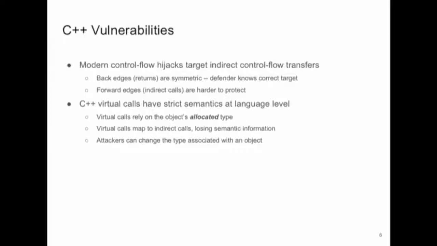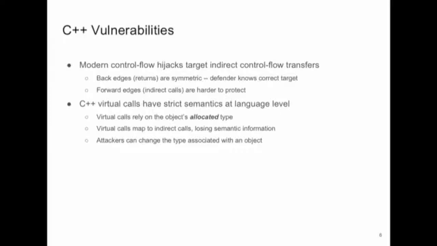We note that we can do a little bit better for C++, especially for virtual calls, because they have fairly strict semantics defined by the language. In particular, a virtual call's target depends on the type of the object. So if you allocate a child object and you're going to call its foo method, you're always going to get the child's implementation of foo. You're not going to get the parent's or the grandparent's. Even if you happen to have cast the child object up and are treating it as a parent, you're always going to get the child's specific implementation of the virtual function. And this all depends on the allocated type of the object.